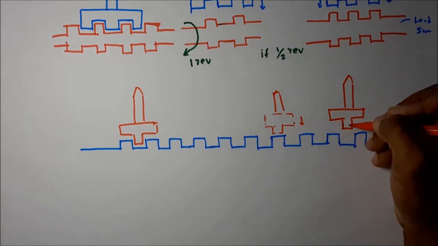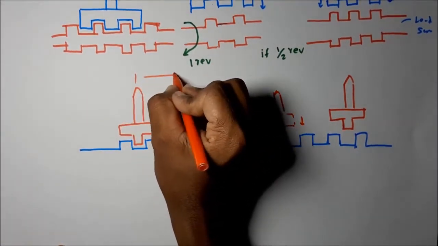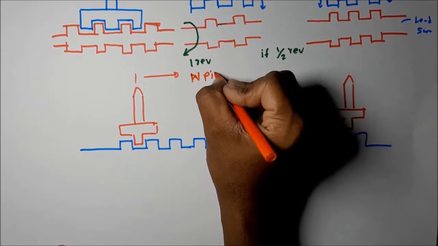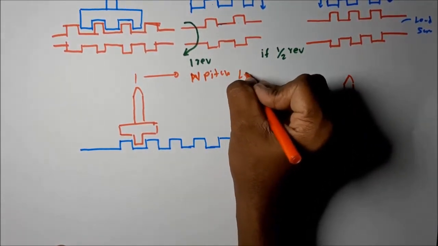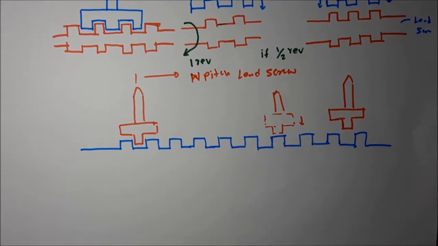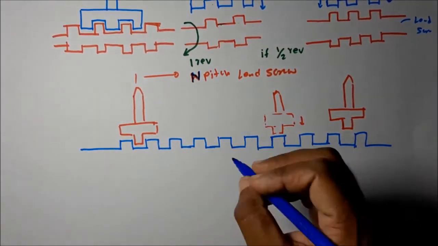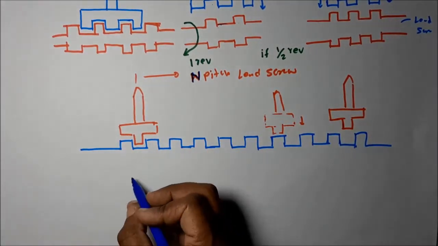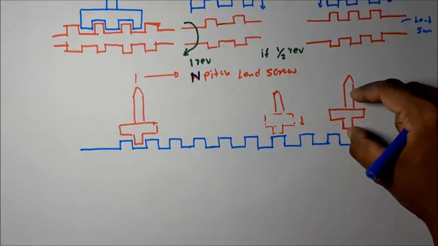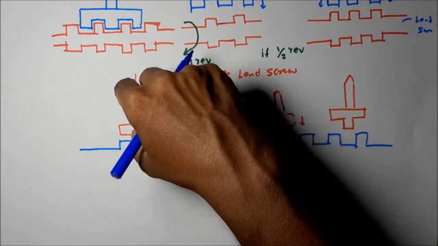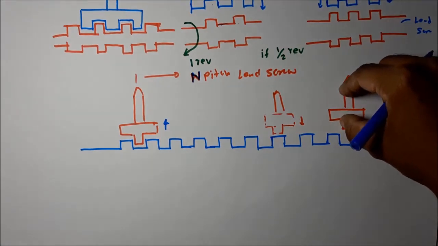We have to take it to this kind of position that is equal to N into pitch of the lead screw. I will use the capital N. N into pitch of the lead screw. That means N is the complete number of revolutions we need to rotate to take this kind of position. What we are doing, we are not going to rotate the lead screw to take the cutting tool to this position. We are disengaging the tool somewhere here, then by rotating the carriage hand wheel, we take this cutting tool to somewhere in this kind of position to engage.